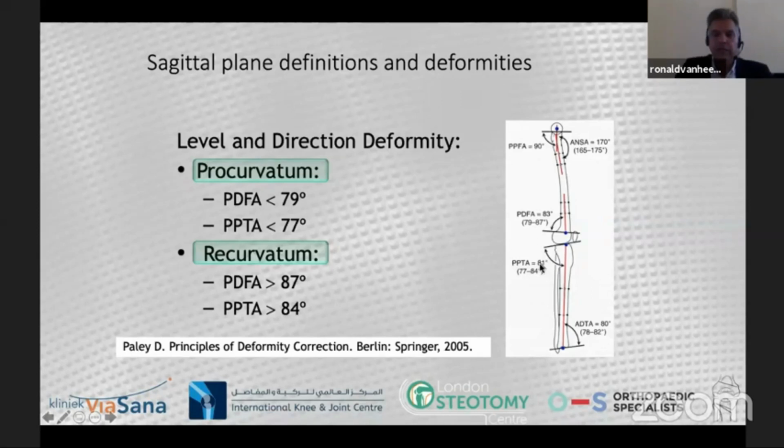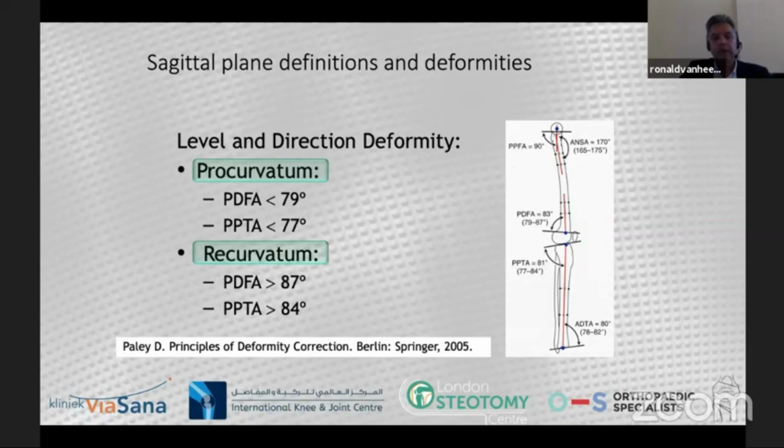You remember that case in the surgical planning talk? She had 51, norm is 81. From that, you can have a procurvatum if you have a femoral or a tibial deformity, which means that you have a flexion deformity. And if you have an extension deformity, it may be due to a bone abnormality which causes recurvatum of the knee. Then the posterior proximal tibial angle is larger than 84, so it's larger than the spread of the angles which are considered normal.